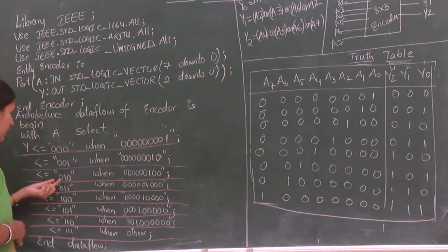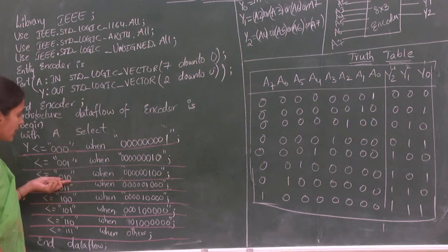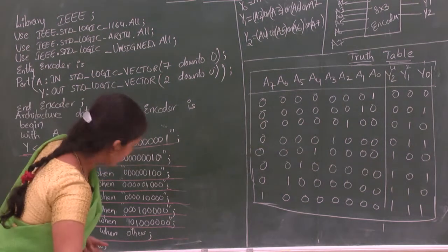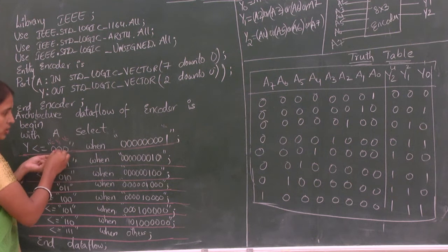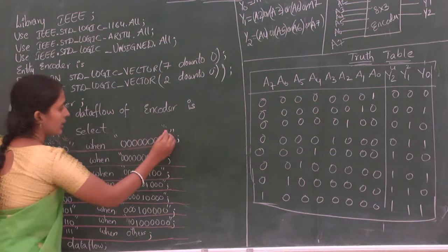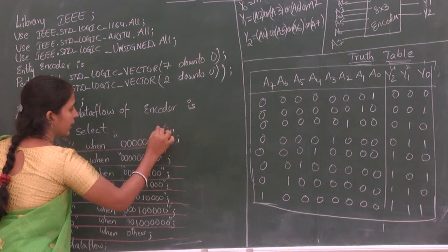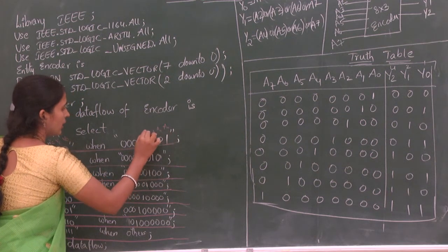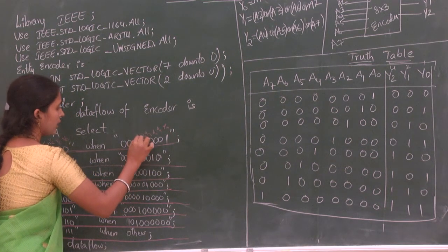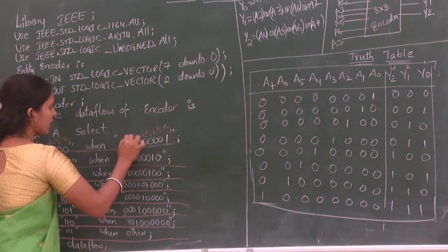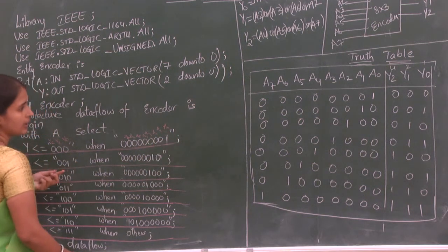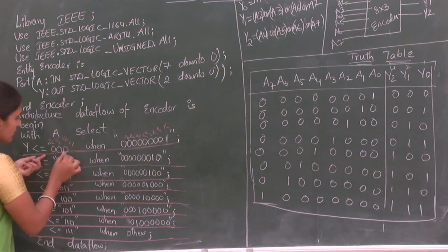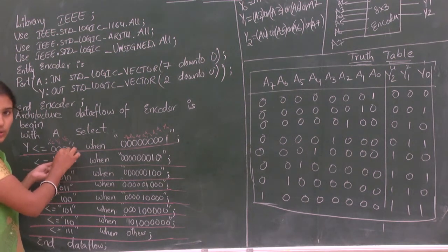In the same way, see here, 0, 1, 0. Let us assume that this is y0, y1, y2. See here, all are zeros, when all are zeros, like here a0, a1, a2, a3, a4, a5, a6, a7. Like that, you see, a0 is 1. Okay, a0 is 1, that is the reason why you get y0 equivalent to 0, 0, 0.